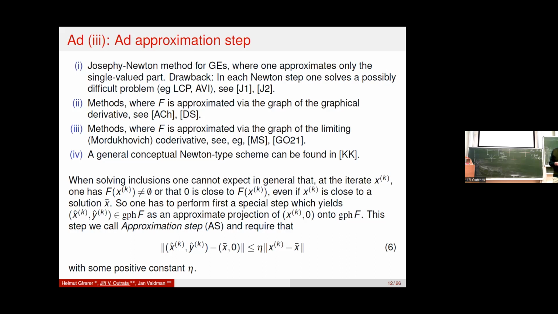But this technique has a drawback, that there is a very poor calculus for tangent objects in variational analysis. So it pays actually to switch to the dual space and work with these limiting objects, limiting coderivatives. And this is exactly what we will do next.